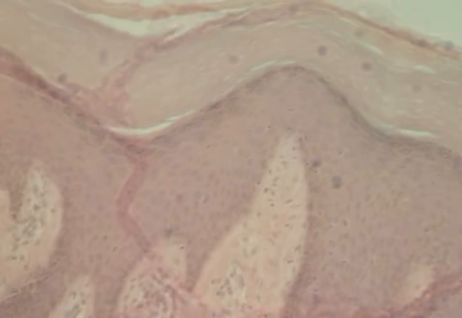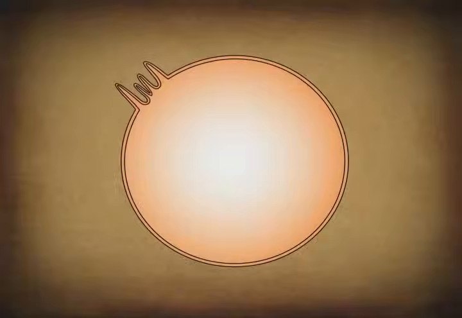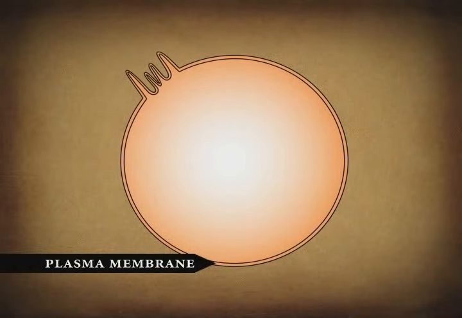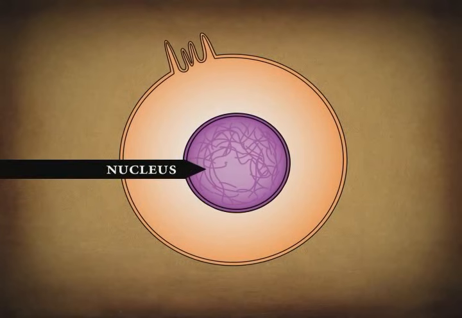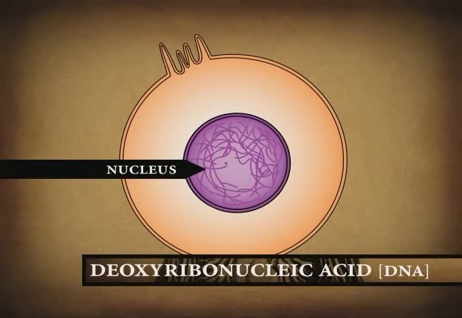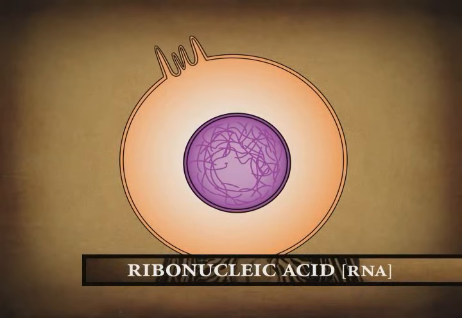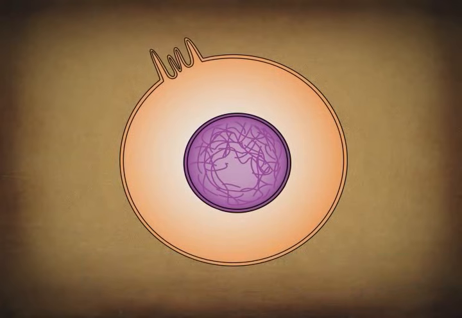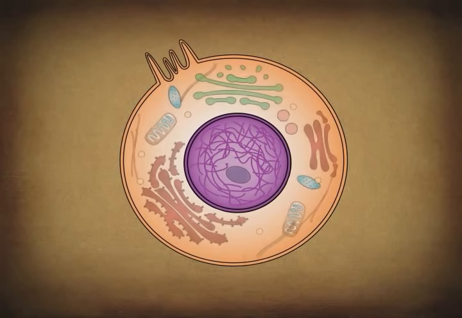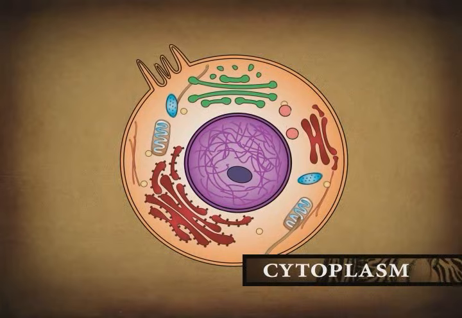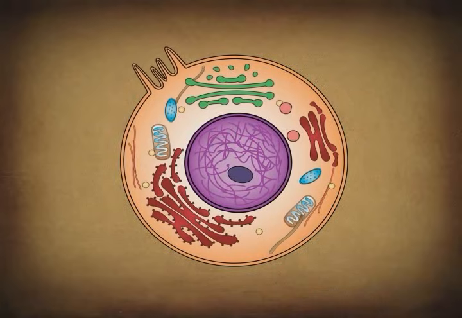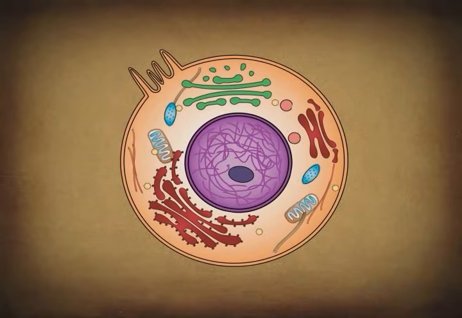Although our cells differ in many respects, they all have certain characteristics in common. First, they all have a plasma membrane, the thin outer layer that separates the cell from its environment. Most also have a nucleus that contains their genetic material, called deoxyribonucleic acid, or DNA, and ribonucleic acid, or RNA. Cells also contain specialized structures called organelles and the semi-fluid cytoplasm that surrounds the organelles and nucleus. Let's take a closer look at each of these cell components and find out what they do.